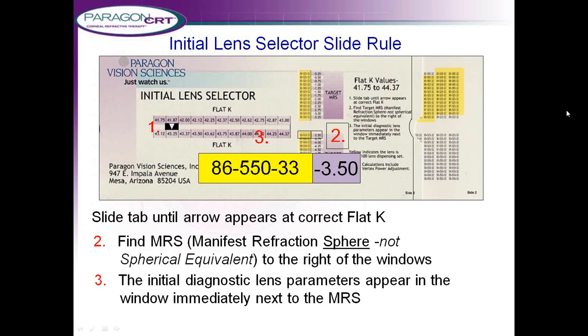In this example, we had a flat K of 43.25, which would be indicated in the number 1 area. And if we go to the manifest refraction sphere, which is minus 3.50, the window immediately next to that tells us that we need an initial diagnostic lens of 8.6 base curve, a return zone depth of 550 microns, and a landing zone angle of minus 33.